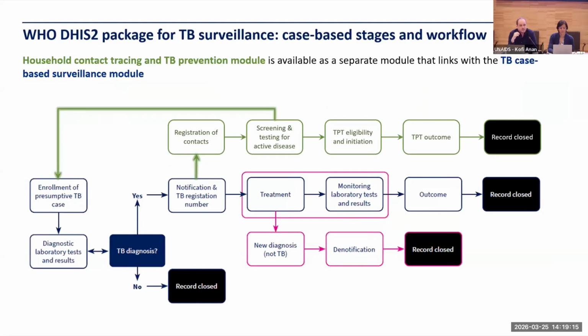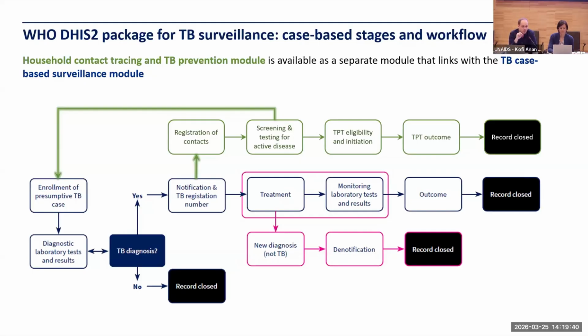We have an additional package, which is the household contact tracing and TB prevention module, which we see here in green. This is a separate module that acts as a kind of expansion pack that can link with the TB case surveillance module, which we see here in blue. And the household contact tracing module follows people through that pathway of screening and prevention.